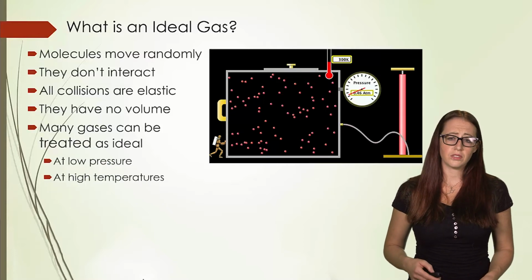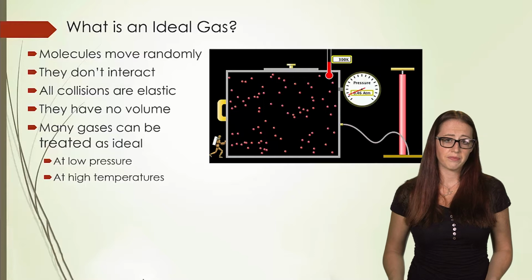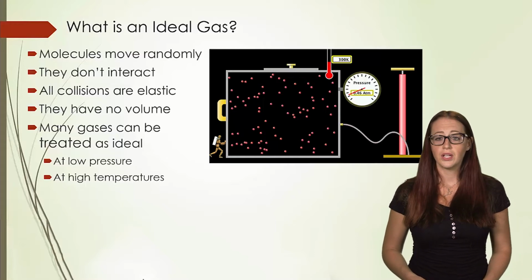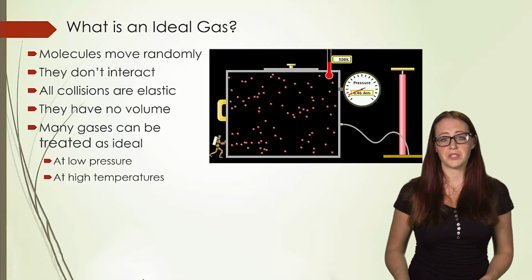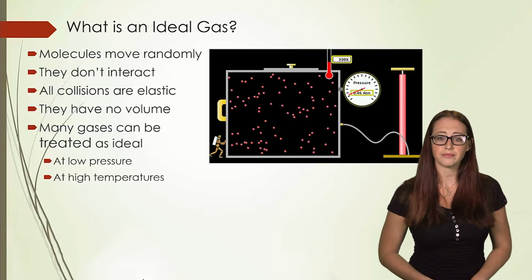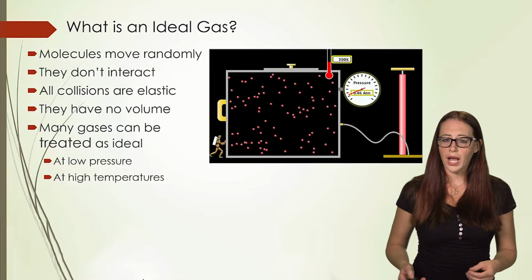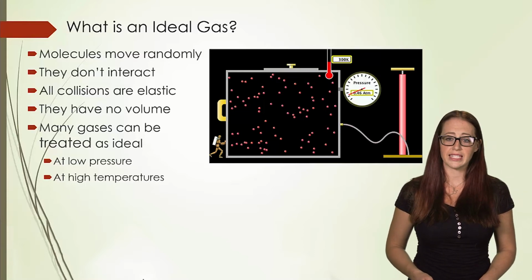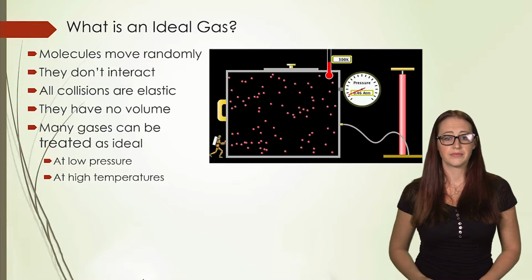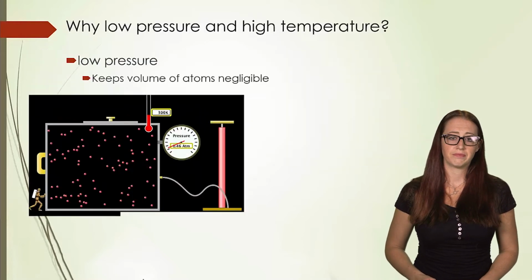Generally, we will use this system at low pressures, such as around atmospheric pressures, and relatively high temperatures. Typical room temperature is plenty high for most gases to behave ideally. Now let's talk about these two conditions for ideality. Why would low pressures and high temperatures lead to gases acting more ideal? We'll start with low pressure.